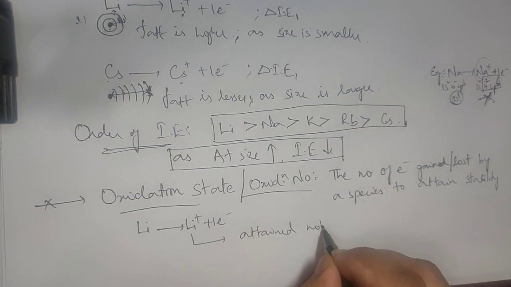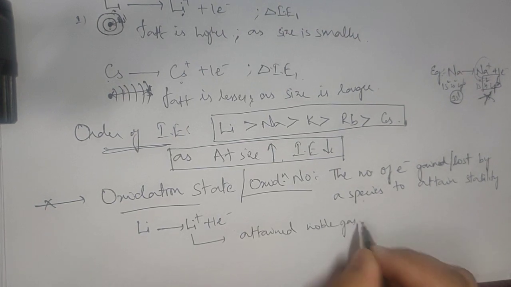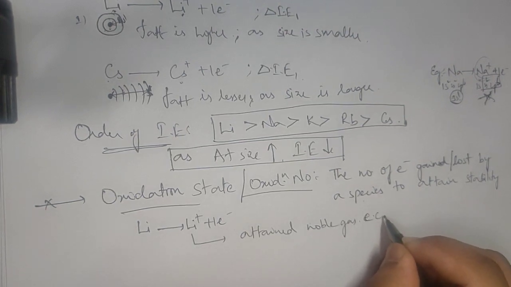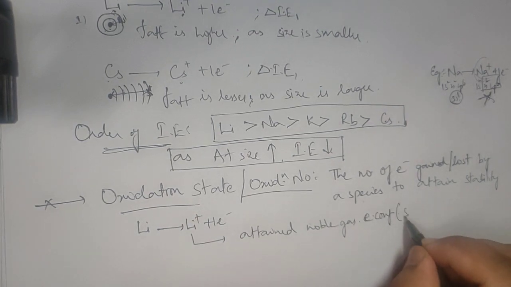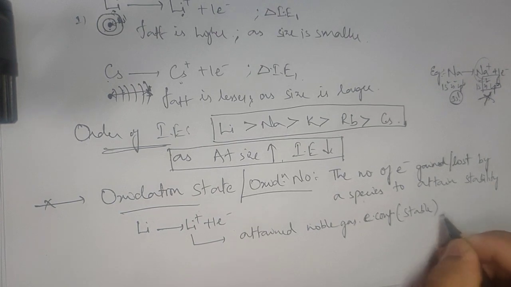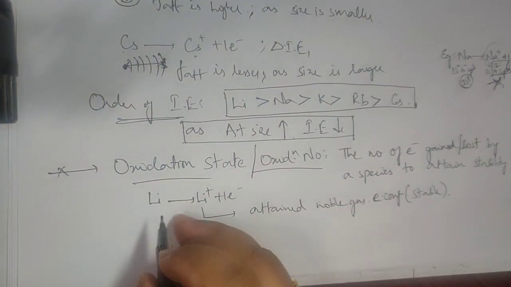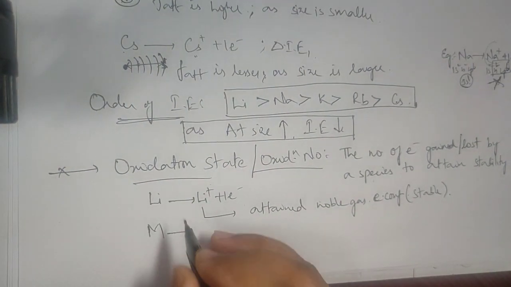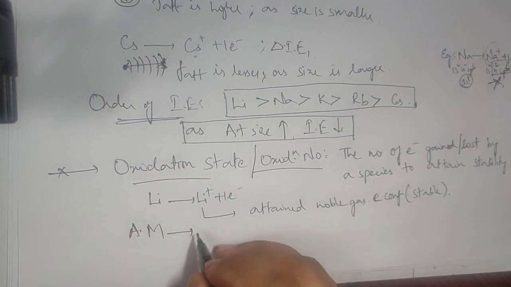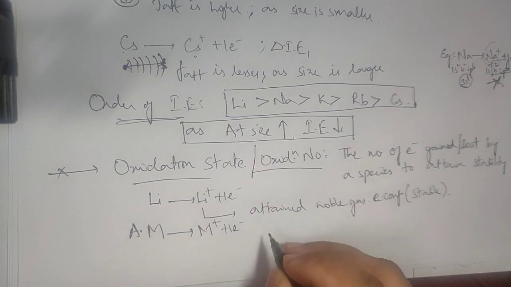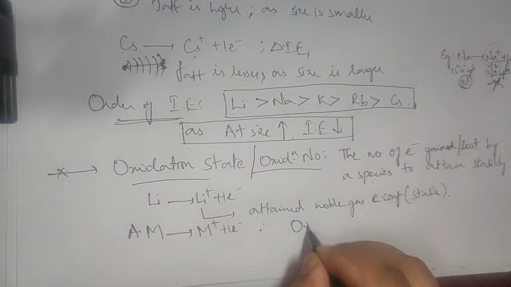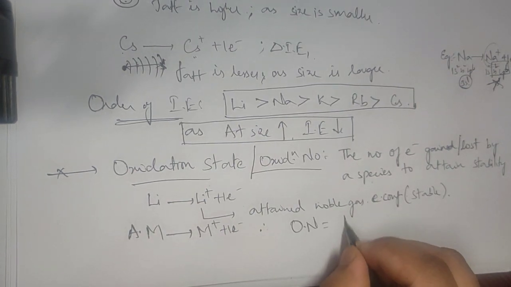Noble gas, which noble gas is that, by the way? It is helium. Noble gas electronic configuration. When I say noble gas attained, that means it is stable. So on the whole, all the metals, not only lithium, any metal of the alkali metals, will lose one electron and become 1 positive. Therefore, the oxidation number is equal to 1.